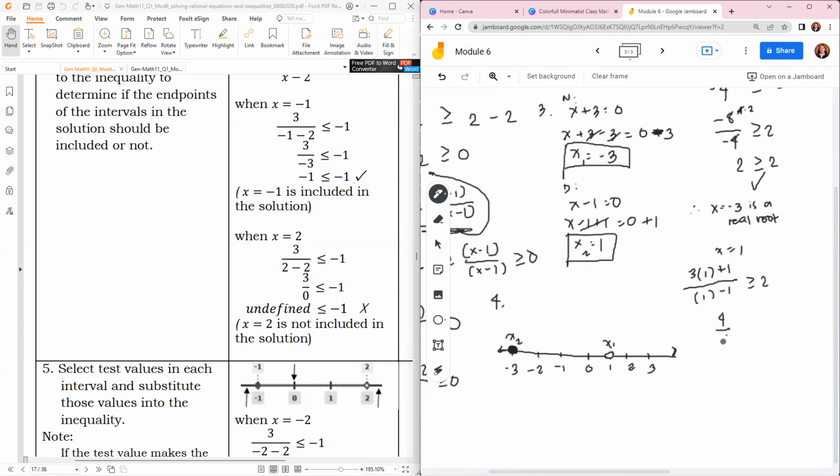And 1 minus 1 is equal to 0, which is not true, di ba? Because 4 over 0 is not equal to 2. And it returns an undefined term. So it means that x equals 1 is an extraneous root. So dapat wa siya ilabot sa ato ang solution, even though critical value siya.